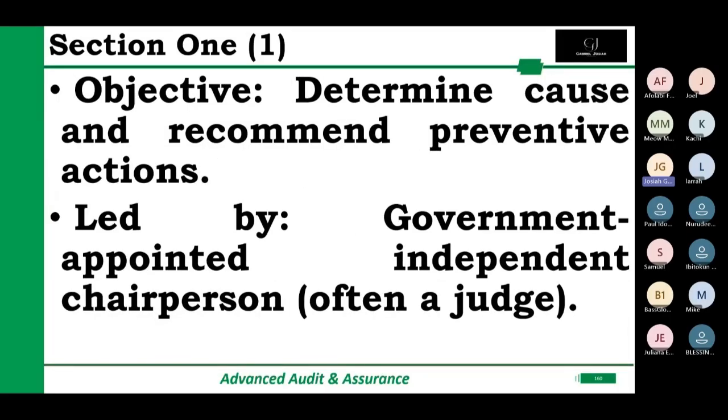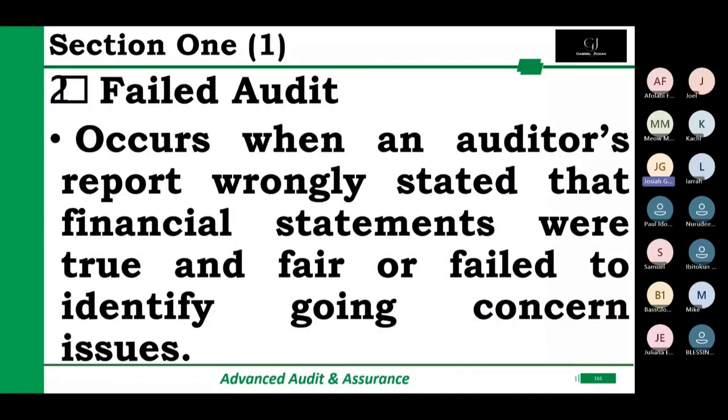And the objective of this is to determine the cause and also recommend corrective actions. There's what we call CAPA. We call it RCA and CAPA in auditing. RCA means root cause analysis. Auditors carry out root cause analysis. Chartered accountants do that, and come up with CAPA, corrective and preventive actions. So that's the objective of some of these investigations. And some of them are led by government-appointed independent chairpersons. So it could be judges, and some of the judges could involve chartered accountants, since most of the information to be investigated is financial information.